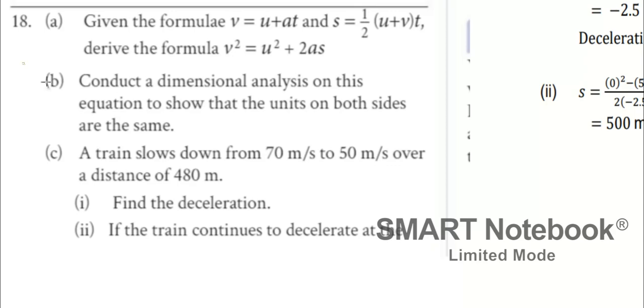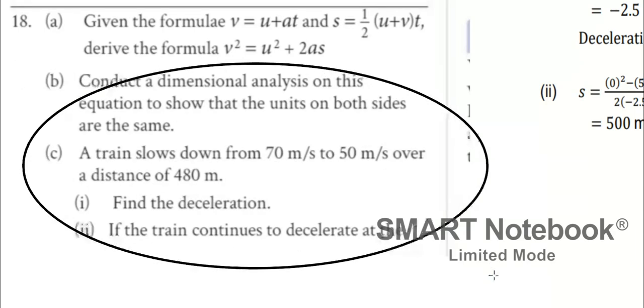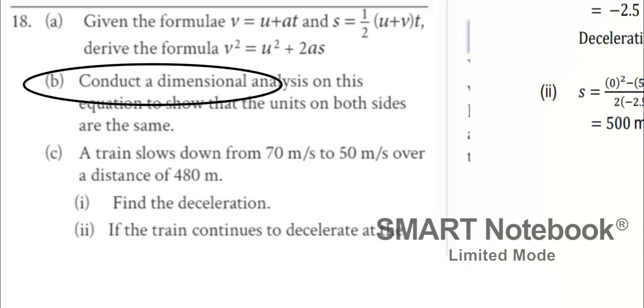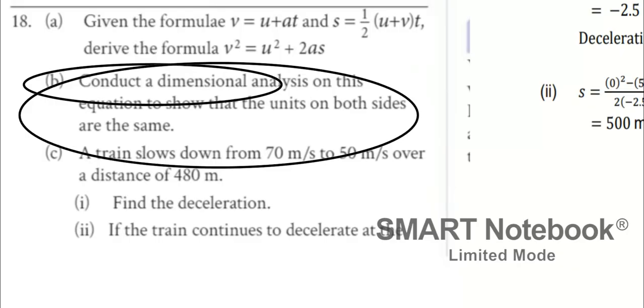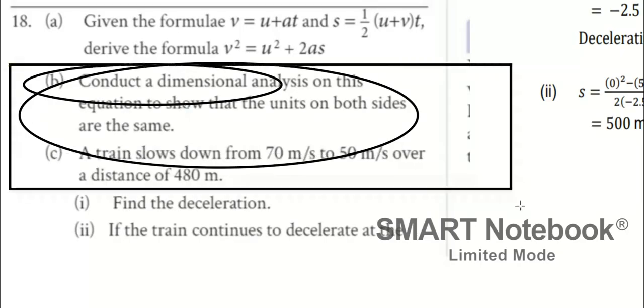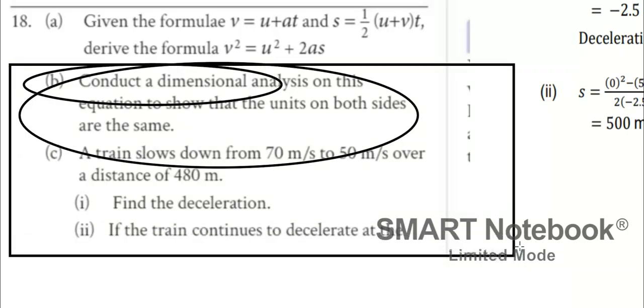Given the formulas, what's it? v equals u plus at, and s equals a half (u plus v) over t. Derive the formula. What are we deriving? We're trying to derive v squared equals u squared plus 2as. Okay, so that's no big deal.